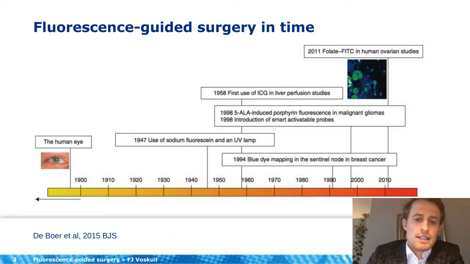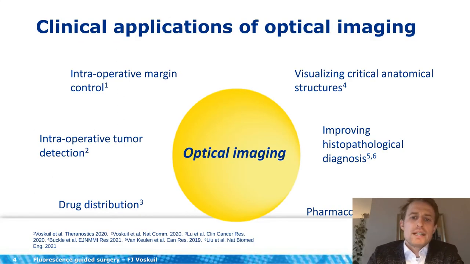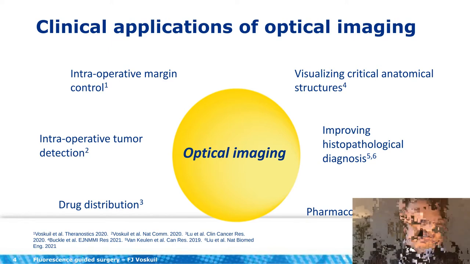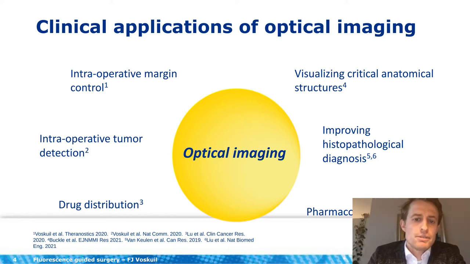So what can we do with optical imaging, and in my specific field, fluorescence guided imaging? We can obtain margin control for cancer surgery during surgery and after surgery. We can detect tumor lesions of which we didn't know they were present, or we didn't know the exact location of the tumor lesion. We could visualize the drugs when we label them with fluorescence. That's of course of interest when you perform surgery, but also in clinical drug development.